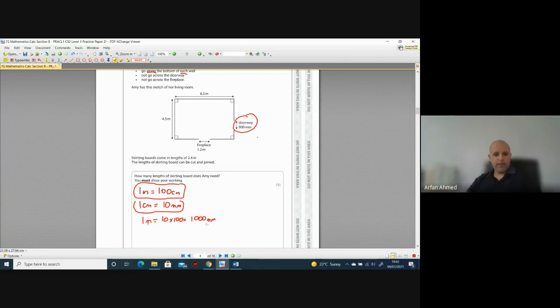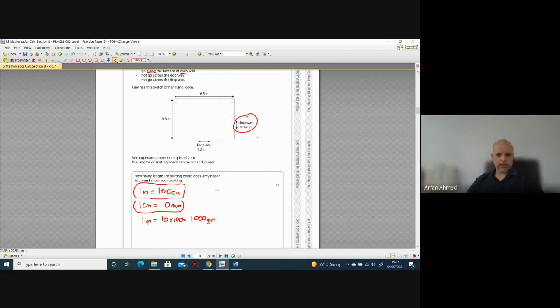Clues in the name. Millimeter literally means milli is 1,000th of something. So a millimeter is 1,000th of a meter. Like you have a milliliter. A milliliter is 1,000th of a liter. Very, very similar to that. So do look for little clues like that.